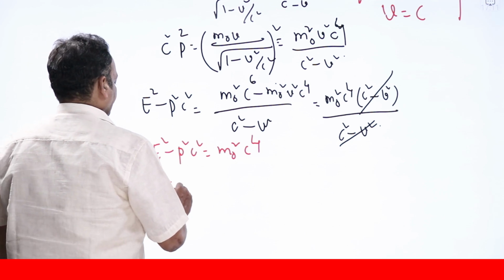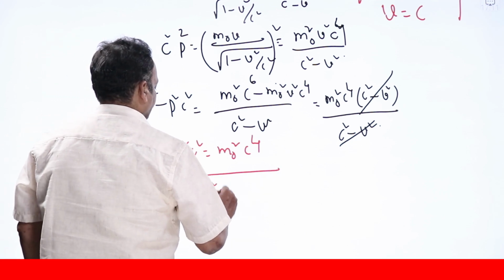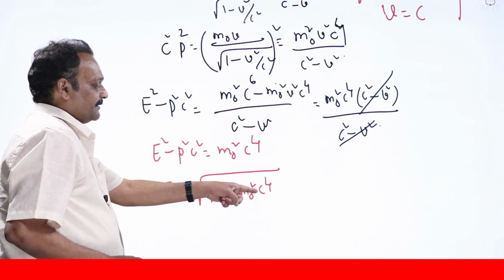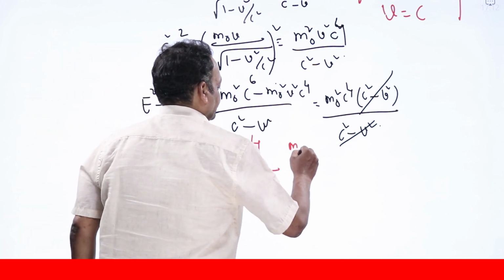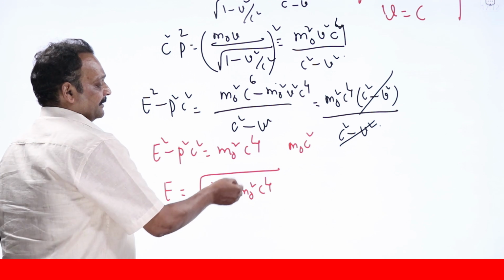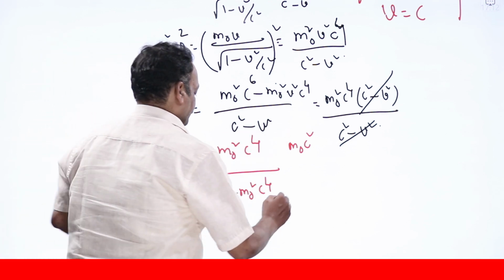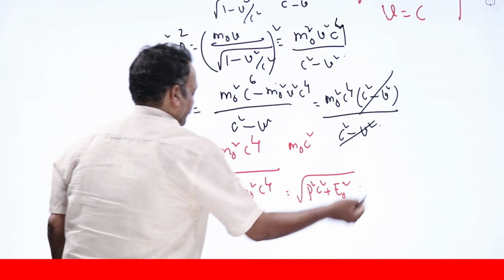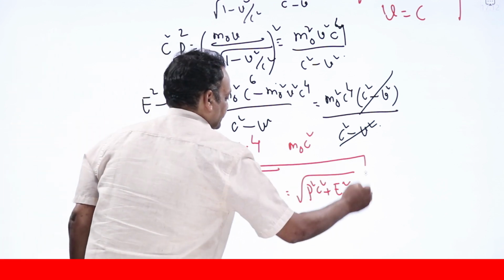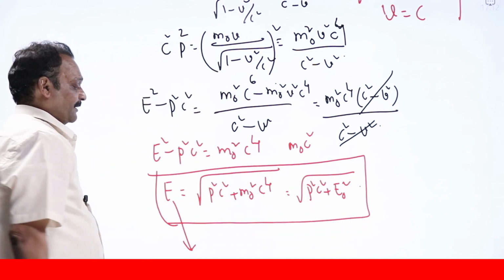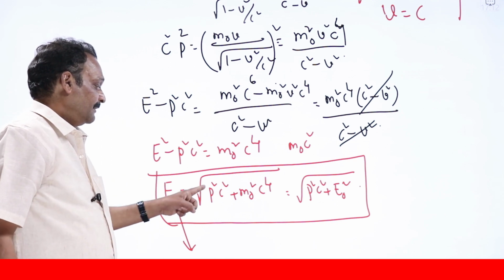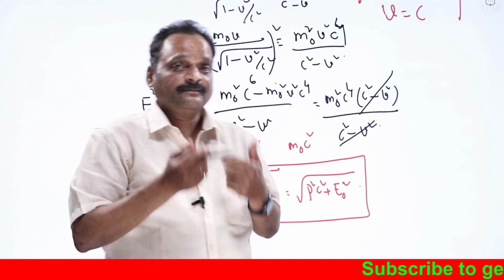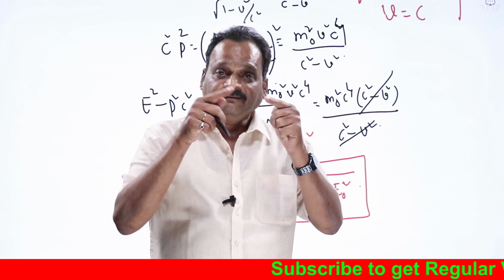That is E equal to under root p square c square plus m naught square c to the power 4. What is m naught c square? m naught c square is the rest mass energy, and m naught square c to the power 4 is nothing but the square of this one. It can be written as p square c square plus E naught square. This is the expression for the total energy of a relativistic particle: p square c square plus m naught square c to the power 4. From the total energy, if you remove the rest mass energy, you will get the kinetic energy. That's known as relativistic kinetic energy.